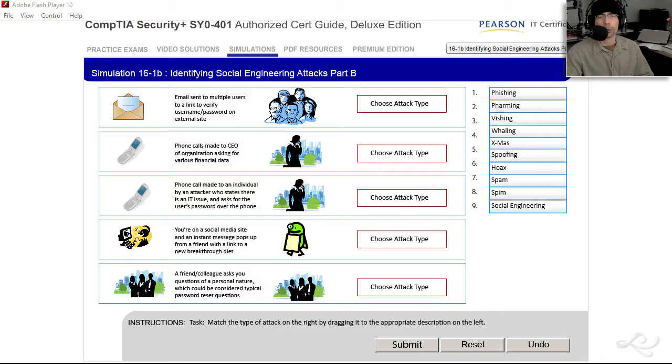This is a Security Plus question, and we're talking about identifying social engineering attacks. What we have here is a simulation. It's one of many within my Security Plus cert guide, part of the digital content. We need to take a look at each of these descriptions and match the correct name to each of them, and we just drag and drop those. So I'll give you a moment to pause the video, and then I'll come back and we'll go over the answers one by one.